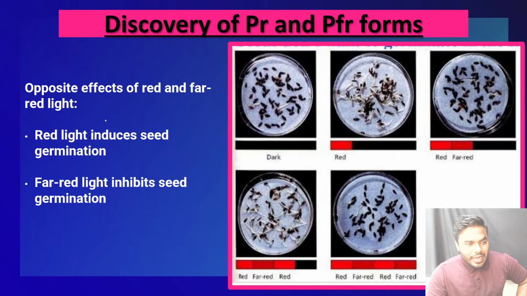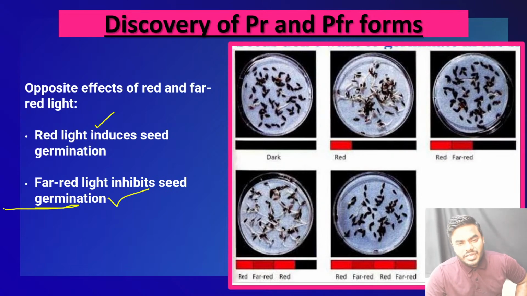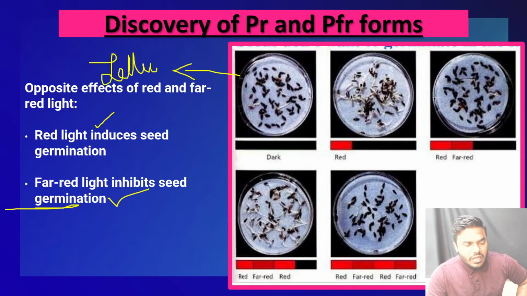Everyone listen. Red light, all the students look into the diagram carefully. Here it is written that red light induces seed germination, far red light inhibits seed germination. All the students look into the diagram. Actually these are all lettuce seeds. What seeds, friends? Lettuce seeds.